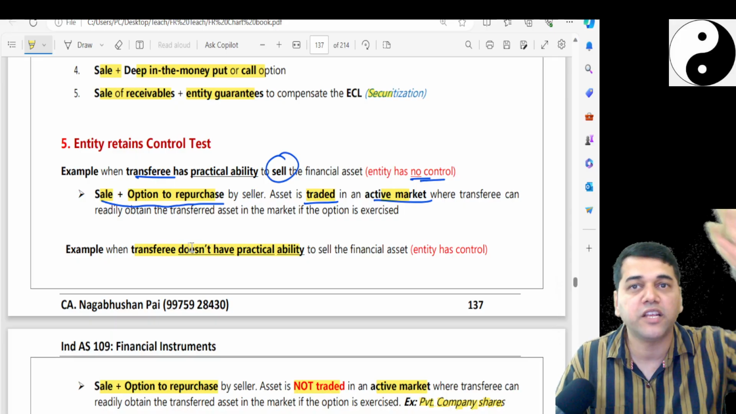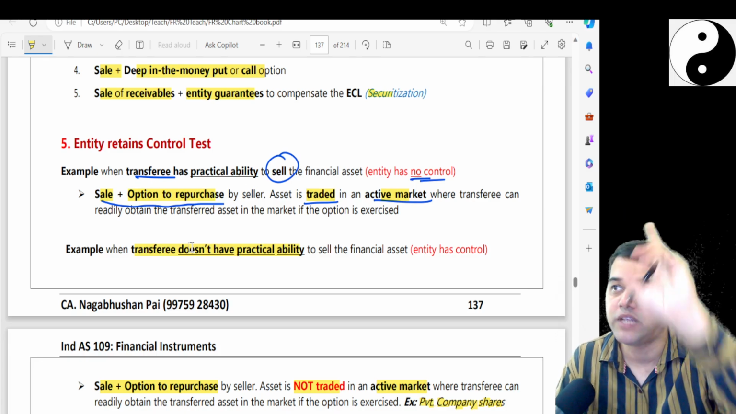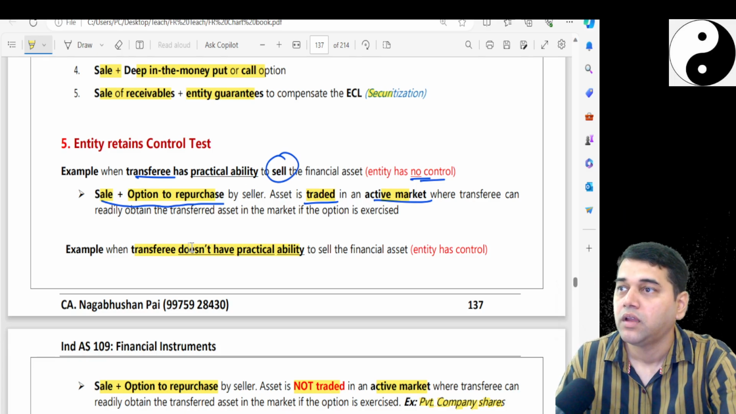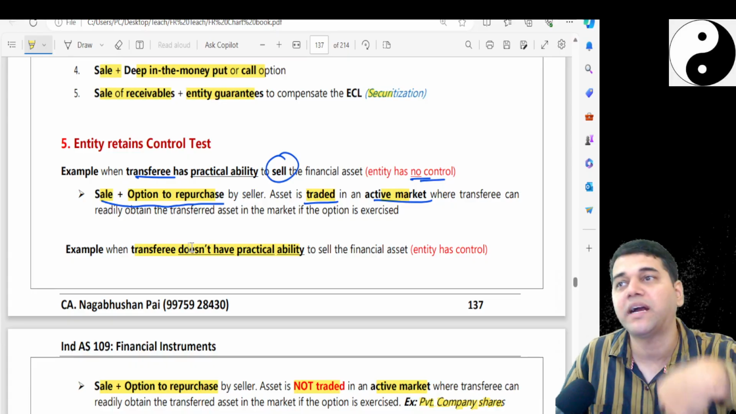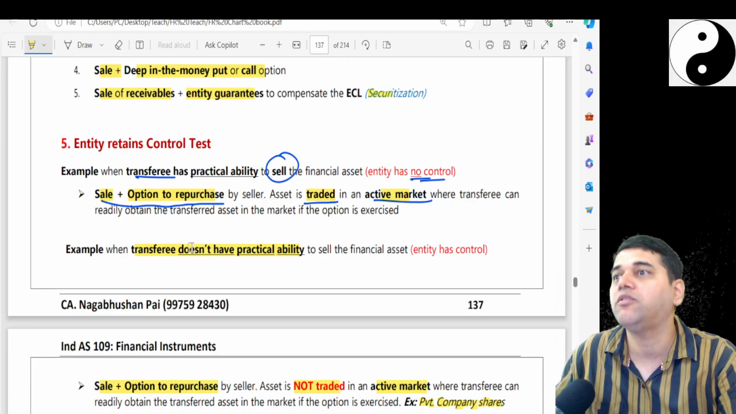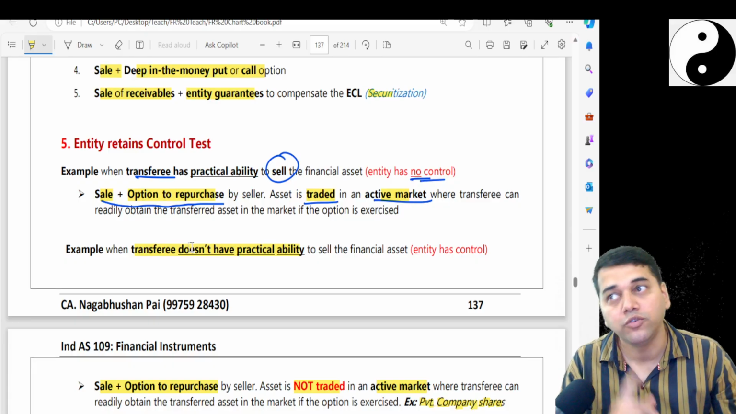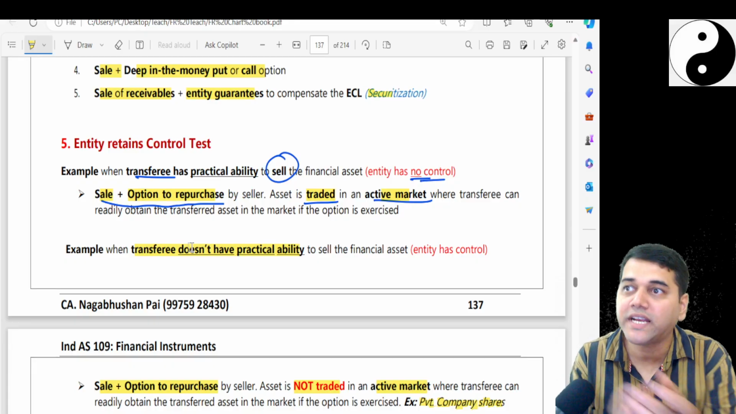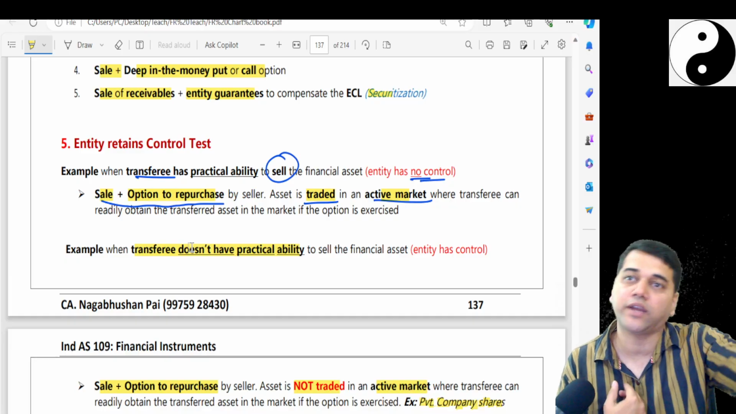Like for example, there is one sword. I will sell that sword to you, that belongs to one king. And I will retain one option that at the end of the year, I can buy this sword back from you. Now, can you sell this sword to anybody else? Gone. Because that sword is not actively traded. You take a risk there. Tomorrow, if you sell, you may not get it back. But shares are actively traded. You sell shares, and if I want it, you can buy it again to give it to me.